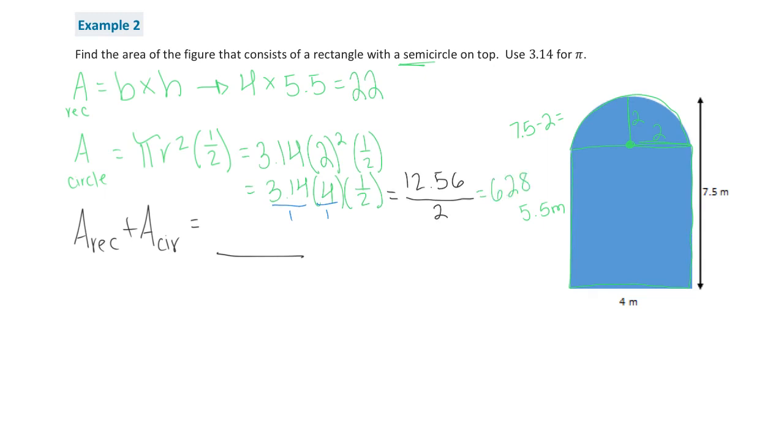So here our area is 22. And then for our semicircle up here, the area is going to be 6.28. Then to find the total area, we're going to take the area of our rectangle, which is 22, plus 6.28, and we're going to get a total of 28.28 meters squared.